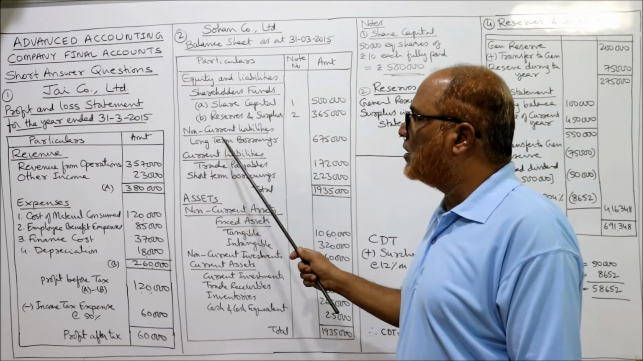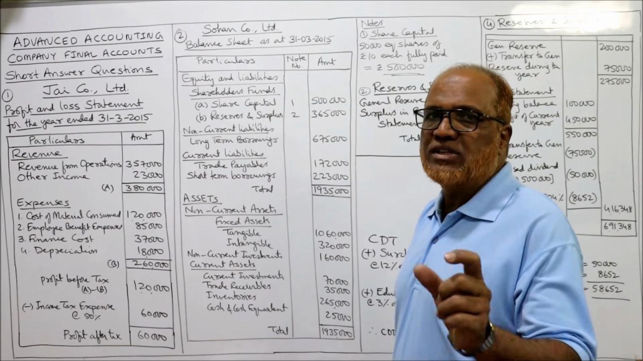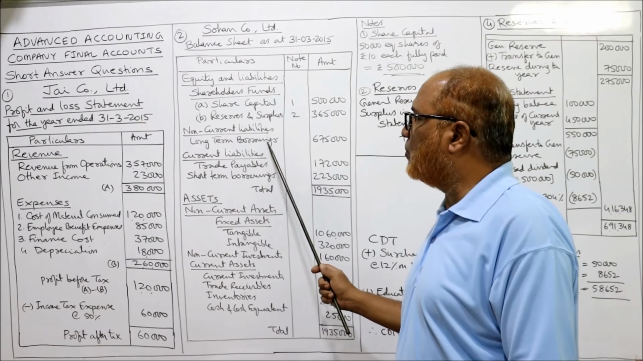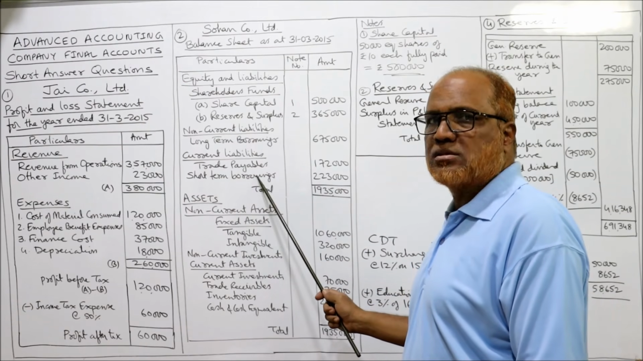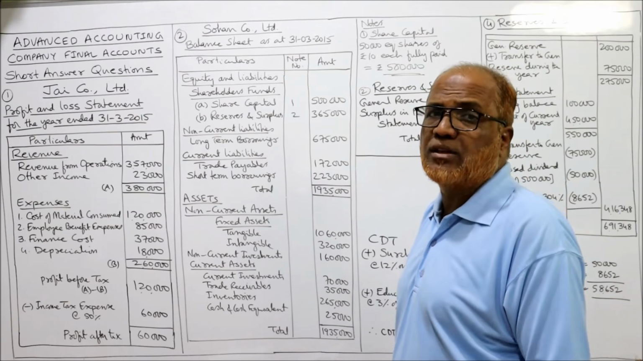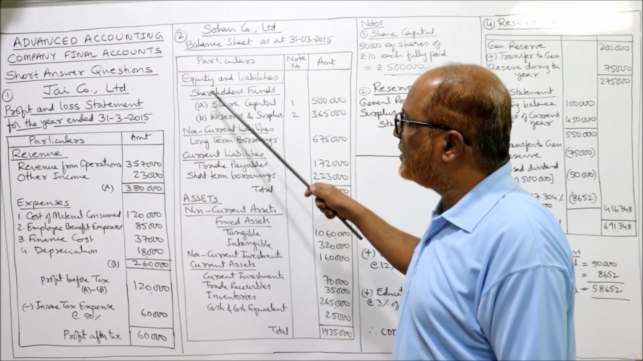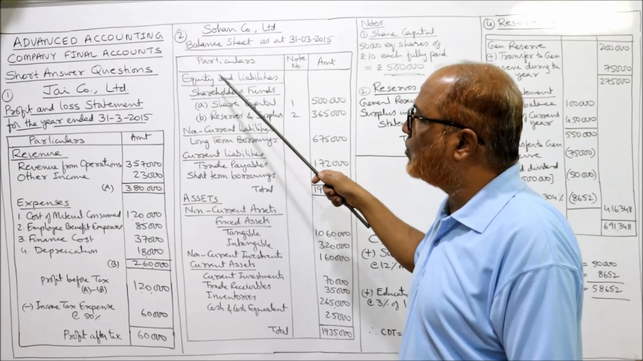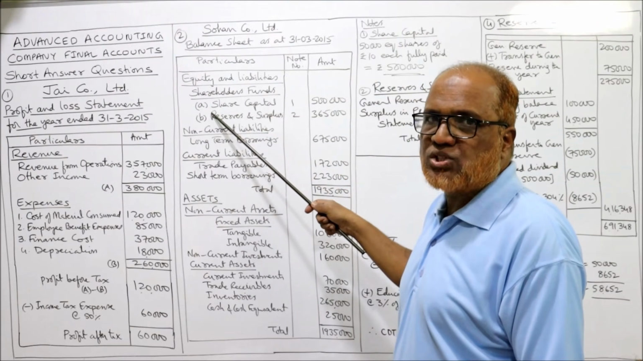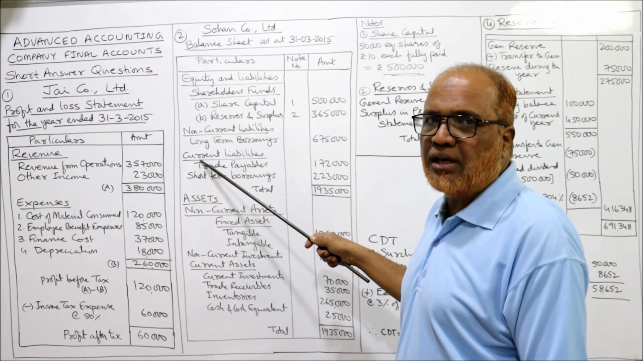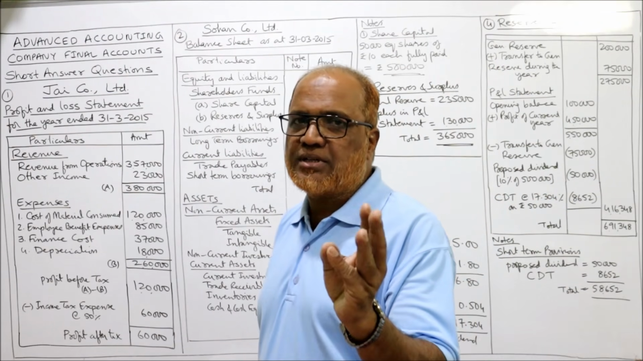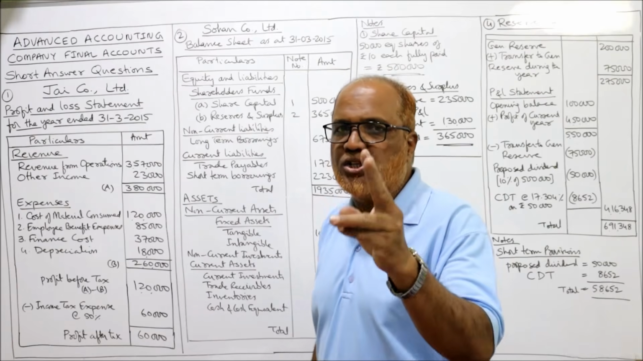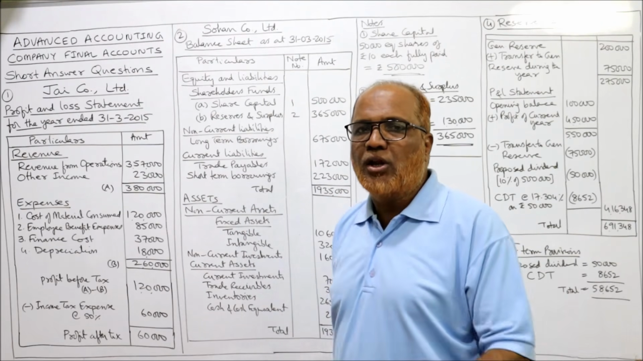Non-current liability: long-term borrowings. Then current liability: trade payables, short-term borrowings. All the items are given in the problem. You have to remember the items which are taken under equity and liabilities: shareholders' funds, non-current liability and current liability. Under shareholders' funds will come share capital and reserves and surplus. These 2 items will come under shareholders' funds.